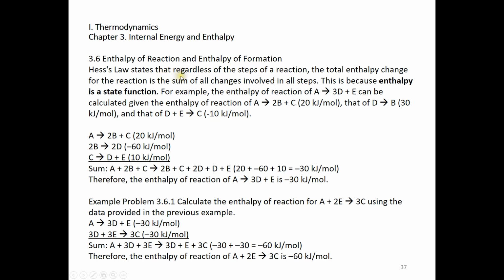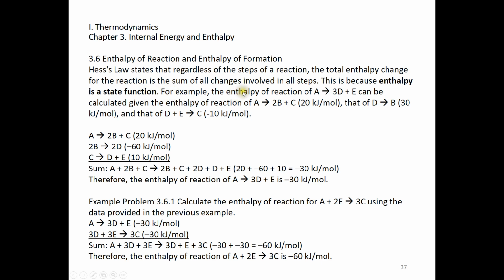Hess's law states that regardless of the steps in a reaction mechanism, the total enthalpy change for the reaction is going to be the sum of all changes involved in all steps. This is only because enthalpy is a state function. Therefore, the enthalpy change of a chemical system is going to be the enthalpy of the products minus the enthalpy of the reactants, regardless of the steps involved in this reaction mechanism.